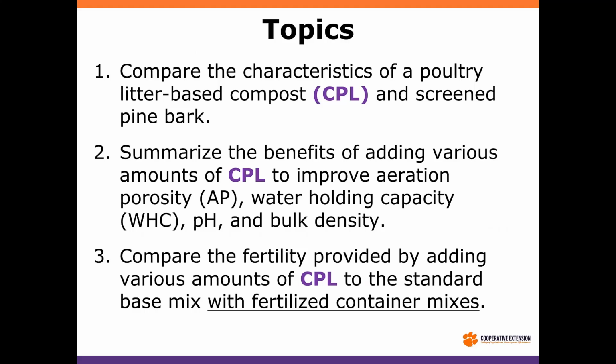So the topics that we're going to briefly summarize are some characteristics of the poultry litter that we used, also the screened pine bark, because those are our 2 main ingredients that have nutrients. We're going to summarize the benefits on these physical properties, and then we're going to compare what we got with fertilized base mixes. Something we didn't realize when we started this was you start out with a base mix. Well, you've got to fertilize the base mix before you ever pot up a plant. And that's really what we're trying to improve and basically replace some of the needs for those things.